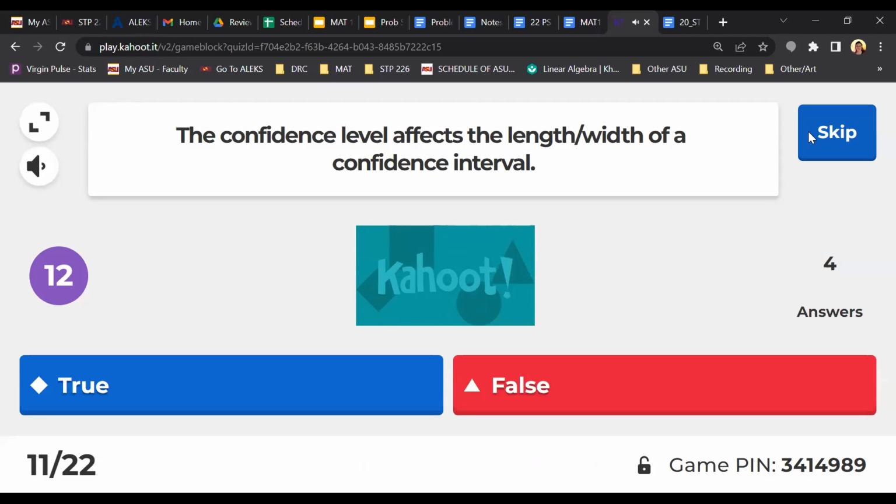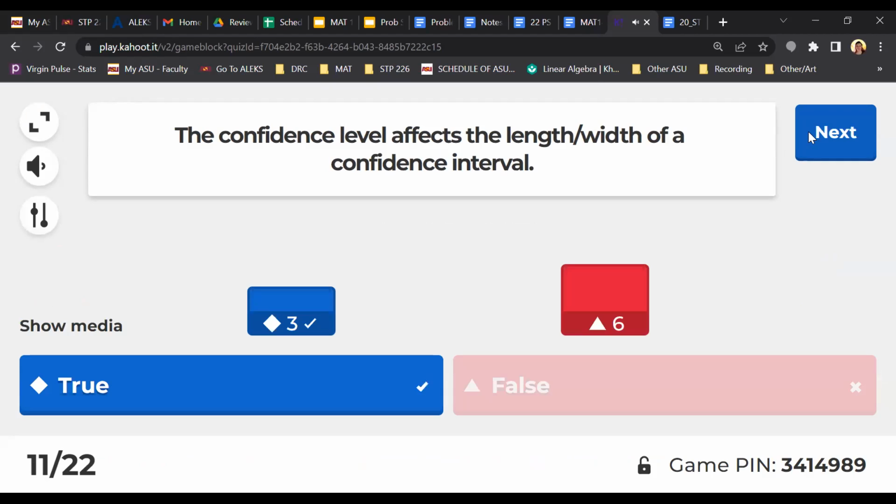Does the confidence level affect the length or width of the confidence interval? Ooh, rough one. Okay, so, and again, for those of you who just came in, just making sure that you're trying out, would you get this question correct on the test if we were taking the test right now? And just some ideas of what to put on your reference sheet for the exam.